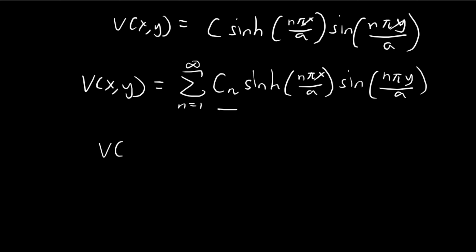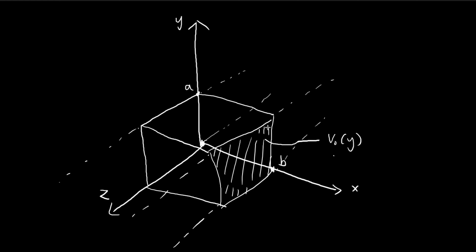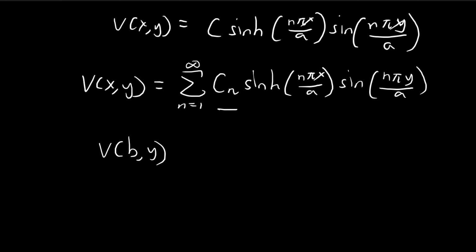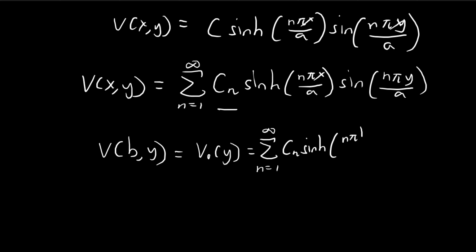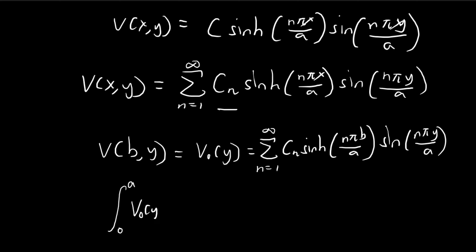So we know that V(b, y), so on this plate over here, when x is equal to b, is going to be equal to some function of y, which is given to us. So substituting back into the expression we have on top, we get something like this. And then we're going to use Fourier's trick. So we're going to integrate both sides after multiplying by sine, with some dummy variable, just call it m. So we're going to multiply this and then integrate on both sides.